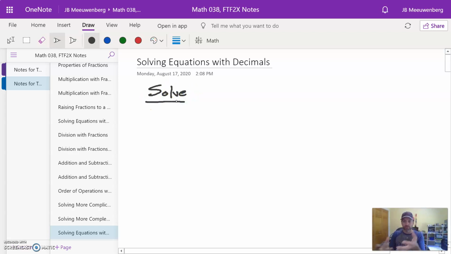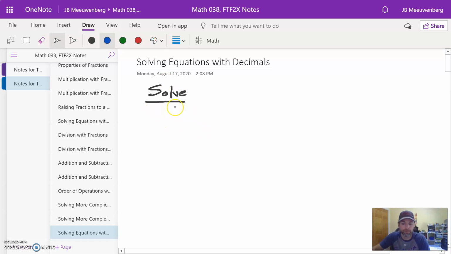Nothing changes as far as how you have to solve equations, right? Getting variable terms on one side, constant terms on the other, simplifying things first, dividing by coefficients. All that stuff still works. Doing the same thing to both sides, the addition property of equality or multiplication property of equality. Now we just have some decimal numbers. So let's take a look at a couple.